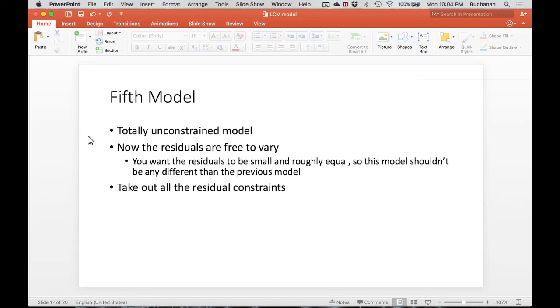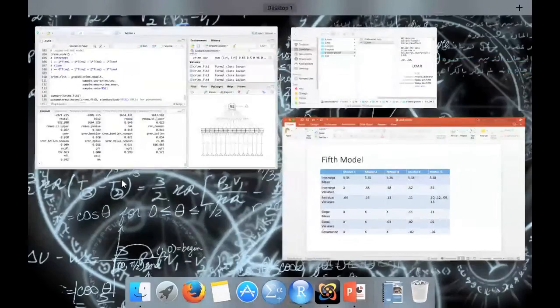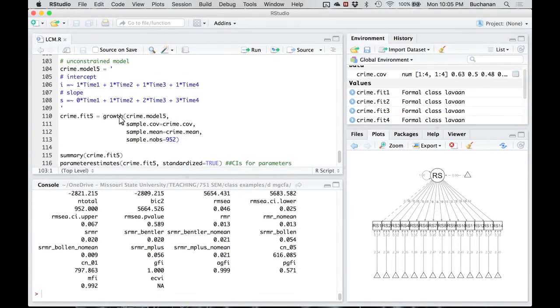And so if residuals vary at those different time points, that implies that there's bigger error at some time points than others, which is a heteroskedasticity issue. So you still would like this model to not be significantly better because residuals should be small and roughly equal. So it really shouldn't be that different from the previous model. But this one actually, typing-wise, is the easiest one to program because you take out all that residual stuff and it's just the intercept and the slope lines.